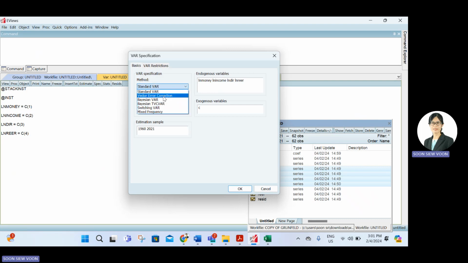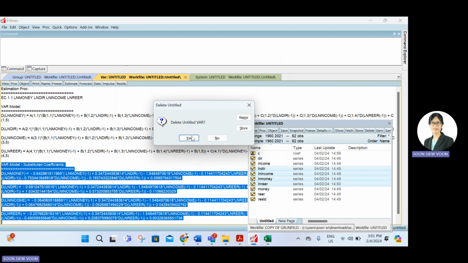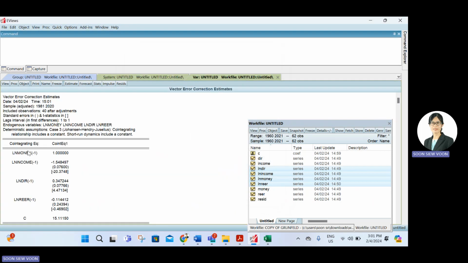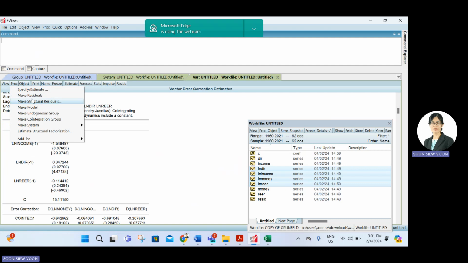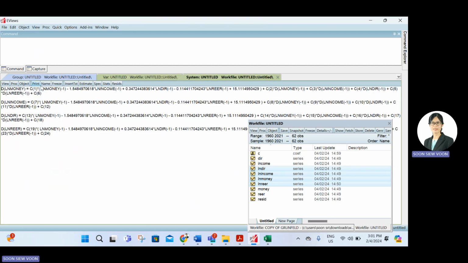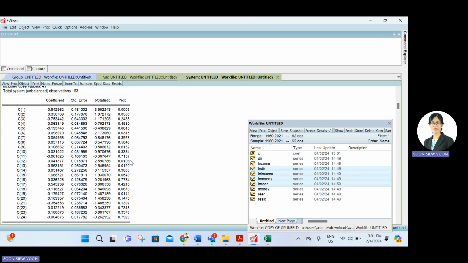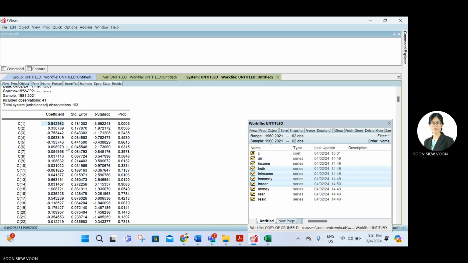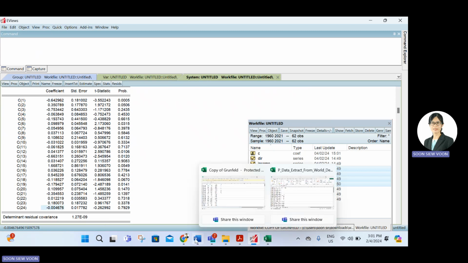I need to choose the ECM, that is 1, because I want to replicate the same coefficients we discussed, so it's easy for you to follow. So again, I go to Proc, make system order by variables, and then I go to estimate. This result is similar to what is in the notes. Then you click OK. So this is the result. Exactly the same. C14 is the constant for the exchange rate equation.